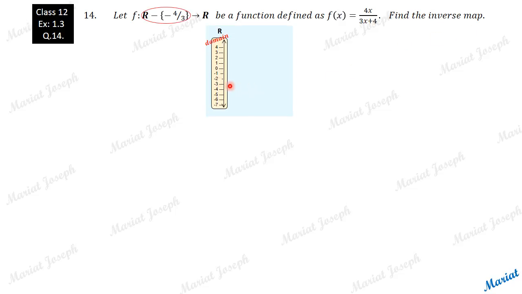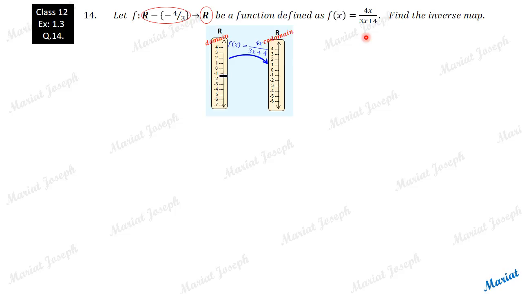Let us see what is the domain given to us. R minus a set with one element. What is being subtracted from the set of real numbers? Only one element, that is minus 4 by 3, to be deleted from the domain. Minus 4 by 3 is approximately minus 1 point something. This one number is deleted. That is the domain. And the codomain is complete R. And the rule given is f of x is equal to 4x upon 3x plus 4.